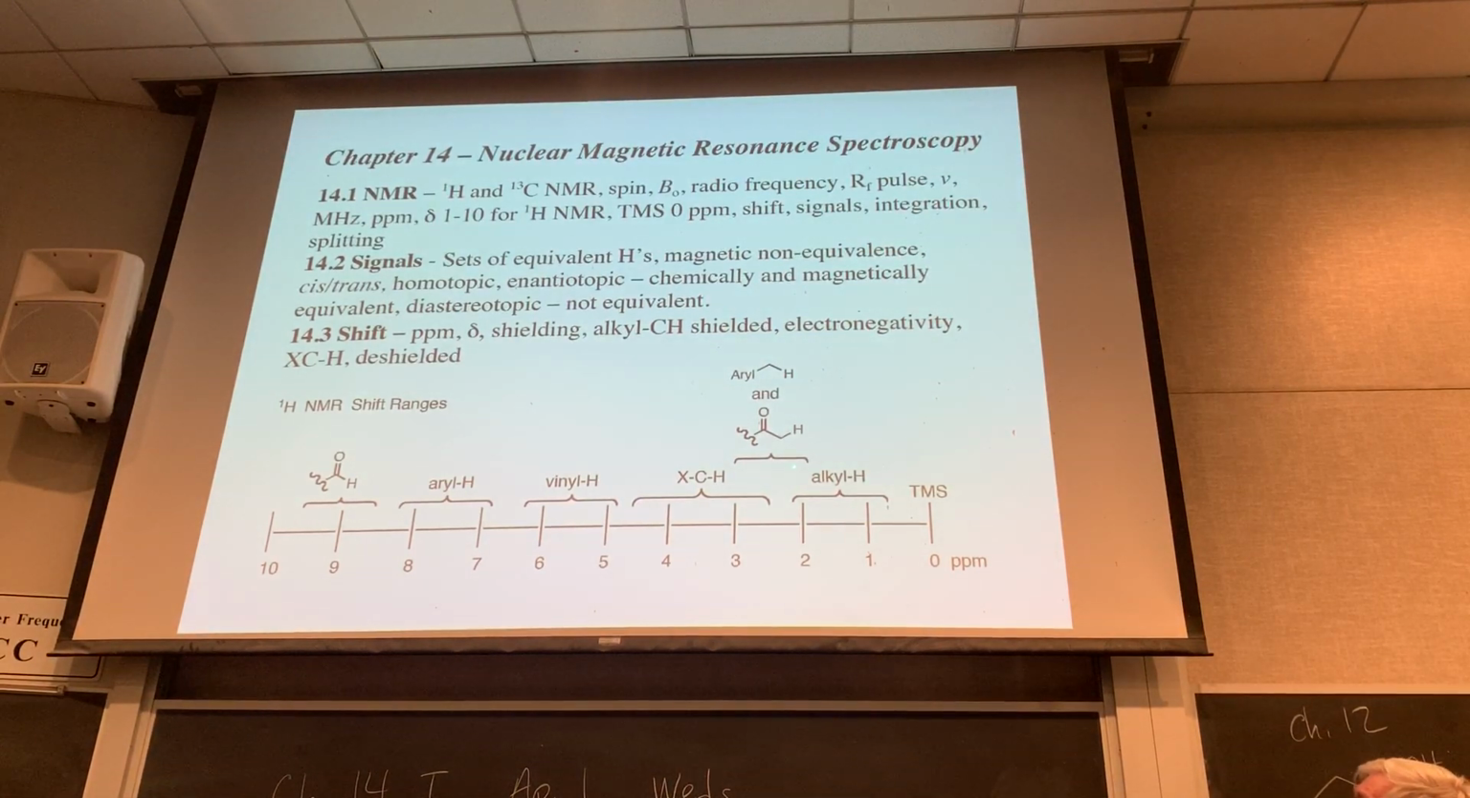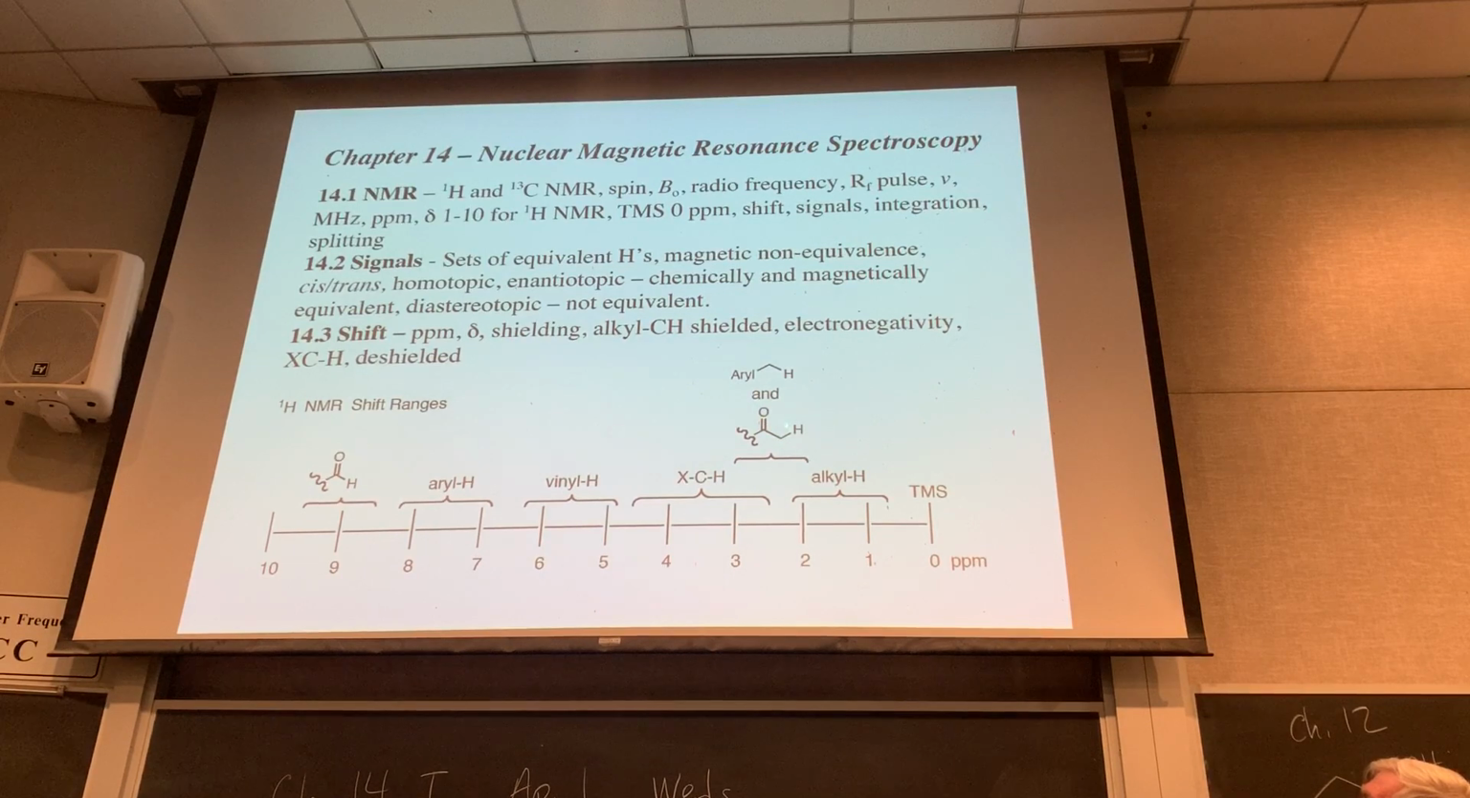Alkyl hydrogens down here. If it's alpha to a heteroatom, like a halogen or an alcohol, it's shifted down here to 3 or 4. If it's vinyl, sp2 hybridized carbon with that hydrogen, it's 5 or 6. If it's aromatic, it's down here. And if it's on an aldehyde, it's way up here at 9. So they spread out here.